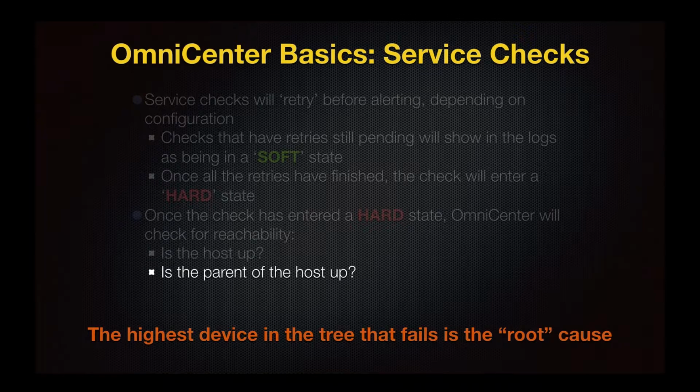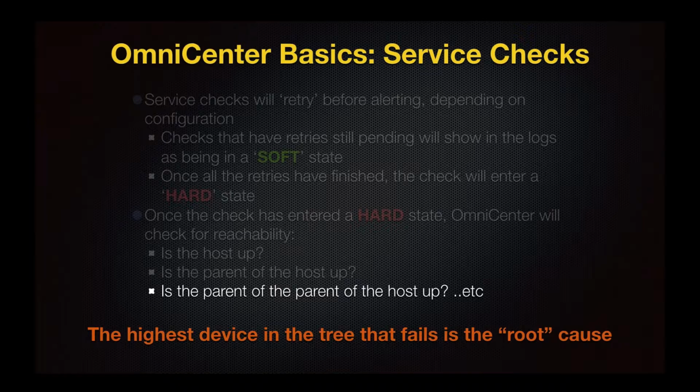So it'll actually crawl all the way up that tree to the parent, to the parent, to the parent, to the parent, to the parent to verify kind of where the root cause of the problem is. And the highest device in the tree that fails is the root cause of that outage. So the idea is, let's say a remote router goes down. I'm going to lose connectivity to all of the servers and switches and other devices behind that router.